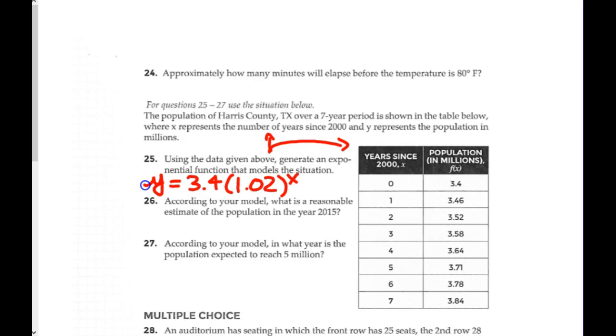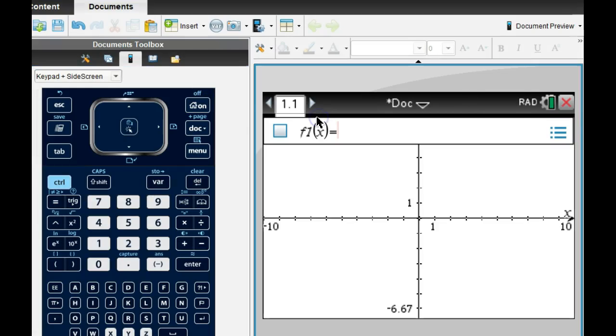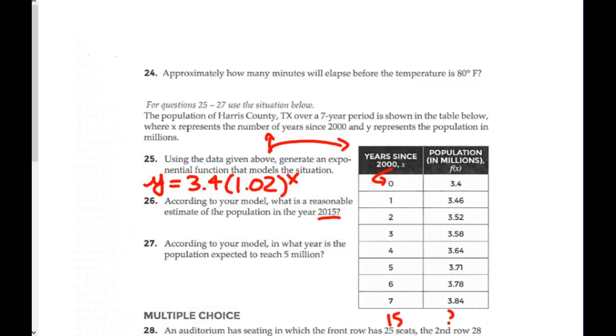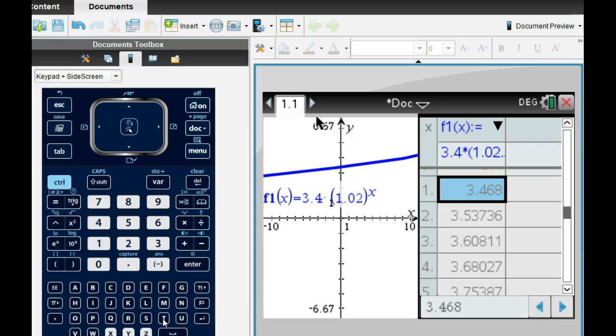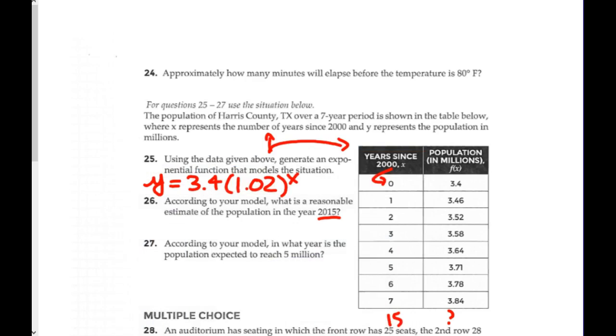So there's my exponential function, and we want to find a reasonable estimate for the population in the year 2015. If 2000 is 0, 2015 will be 15, right? So what would that be? Again, we take it over to graph. That's 3.4 times 1.02 to the power of x. Then we hit Control T, looking for the year 15 on here. All right, 4.58. So what will the population be? 4.58 million people, of Harris County, Texas.